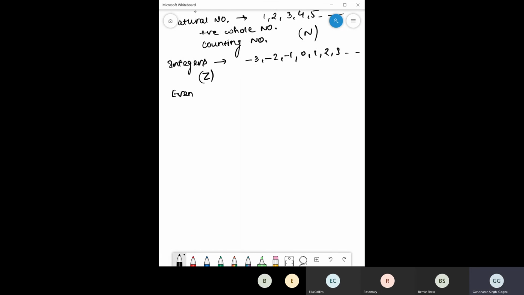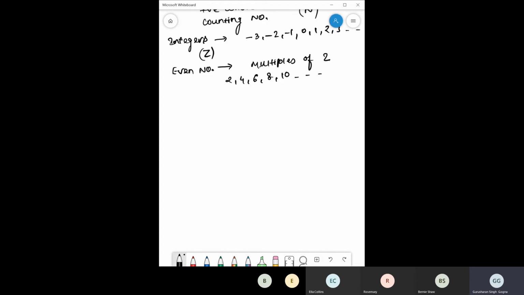Next, you have even numbers. Even numbers means multiples of 2. Multiples of 2 means 2, 4, 6, 8, 10, and so on. So the table which you did in other classes, like 2 by 1 is 2, 2 by 2 is 4, these are called multiples of 2. And similarly for 3, multiples of 3 are 3, 6, 9, 12, and so on. But even numbers are those numbers which are multiples of 2.